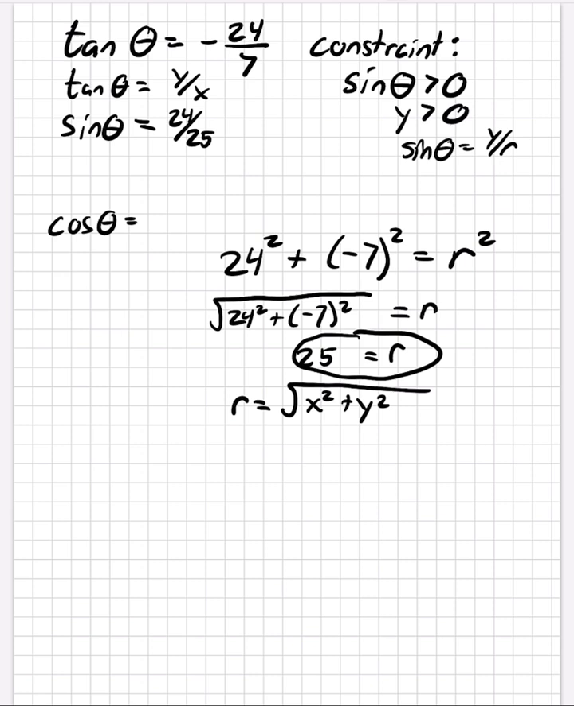Okay. However, notice that our tangent is negative, right? So that means that we have a negative x value. All right, so the cosine of the angle is x over r. So cosine of the angle is x over r. Well, I know that my x is negative 7 and my r is 25.